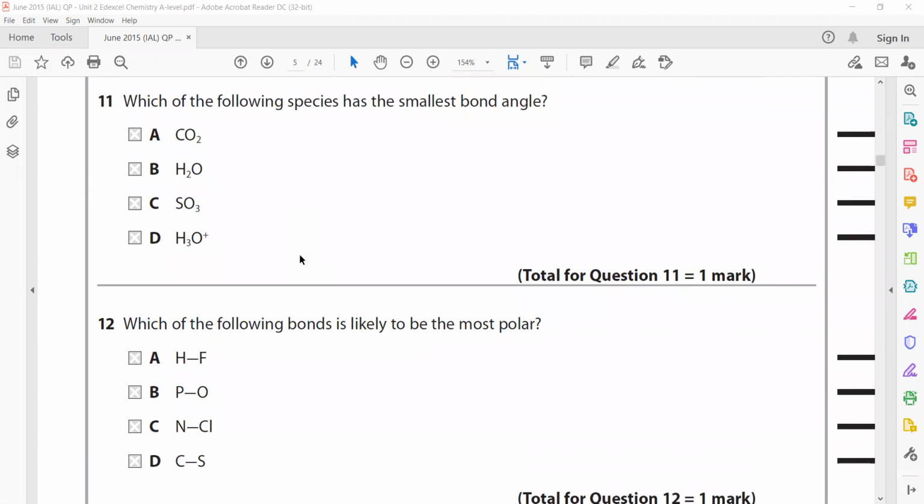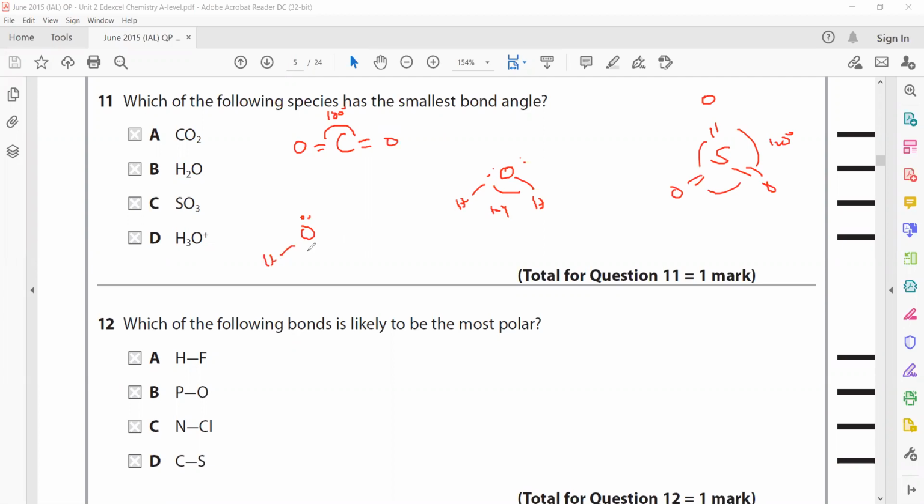Which of the following species has the smallest bond angle? When we write carbon dioxide, it is a linear structure, so the bond angle is 180. For water, 2 bond pairs and 2 lone pairs, the bond angle is 104. Sulfur trioxide is trigonal planar with a bond angle of 120. Hydroxonium has 3 bond pairs and 1 lone pair. One of the bonds is dative, so the bond angle will be 107.5. So which one has the smallest bond angle? Water, which has a bent structure.